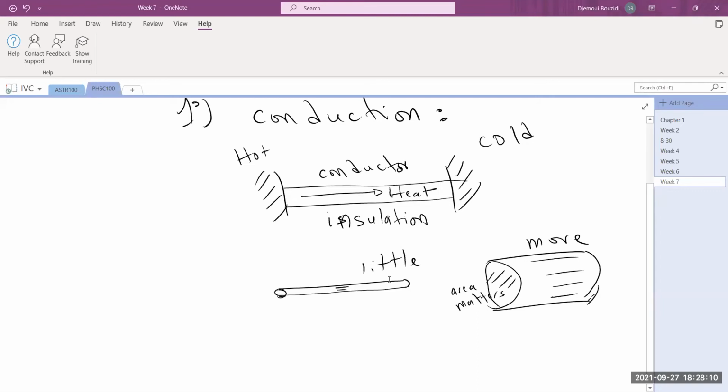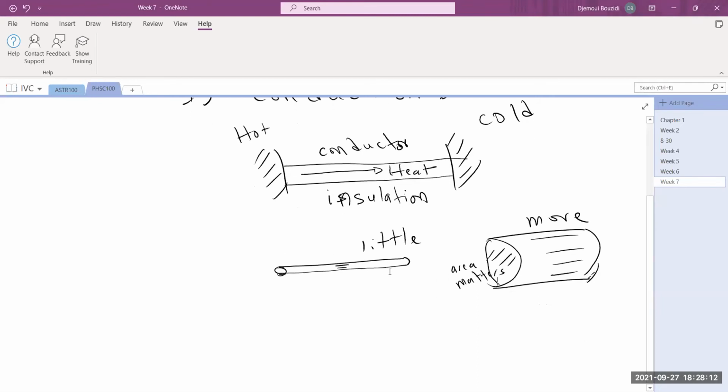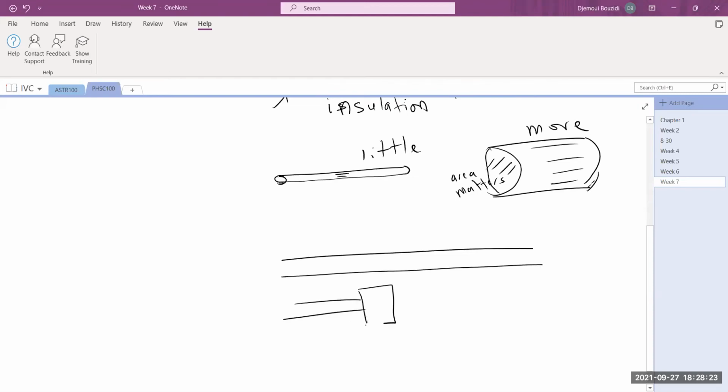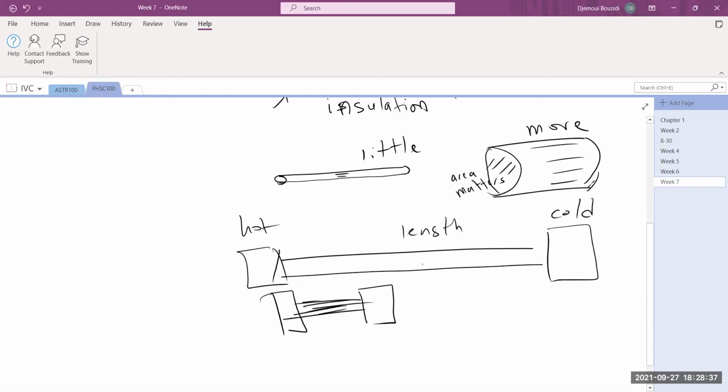The other thing that it depends on is the length. The longer it is, the less heat will travel. If the two regions are very close to one another, there is more heat that is going to be drained than between two regions that are far away from one another. So this is still hot, this is still cold. So the length matters.